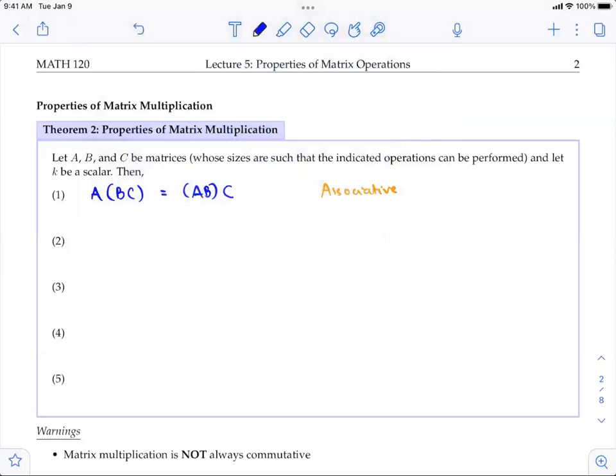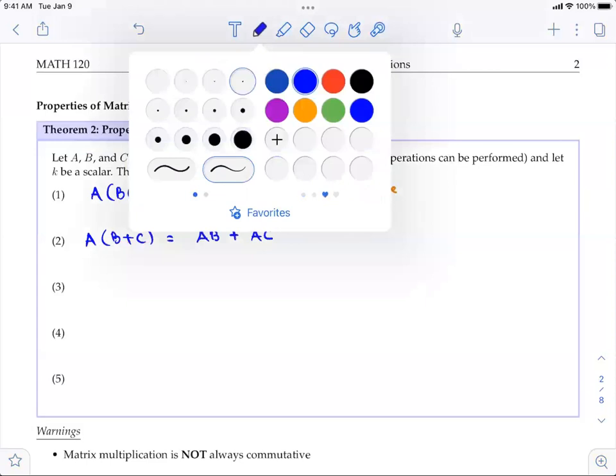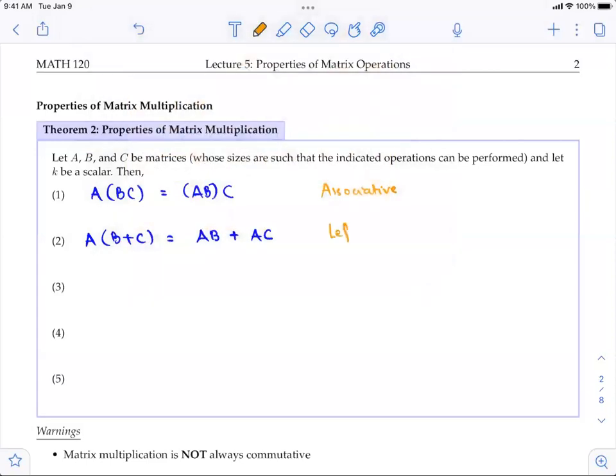Right, the next property is called the left distribution. If you have A times (B plus C), because the matrix multiplication happens on the left-hand side of B plus C, when you do the distribution, the matrix A has to also be on the left of matrix B and on the left of matrix C. So the distribution is A times B plus A times C. This is called the left distribution.